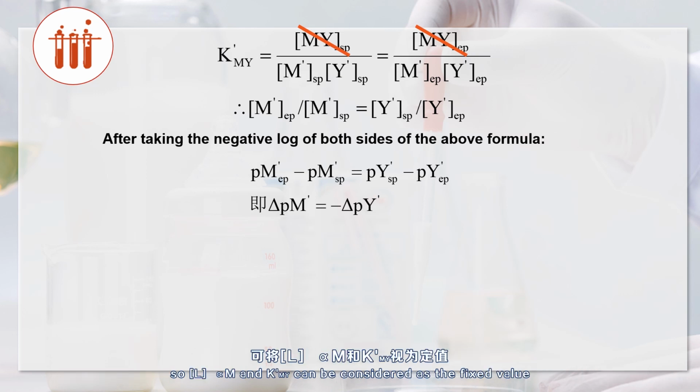So L, alpha M, and K'MY can be considered as a fixed value. At this time, except for M and Y, M' and Y', which are not involved in the main reaction of titration, the concentrations of the other components are almost constant, and the Ringbom formula of endpoint error is obtained.